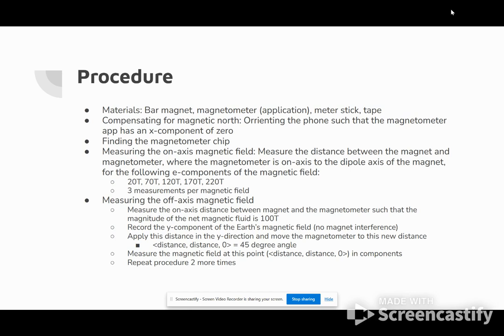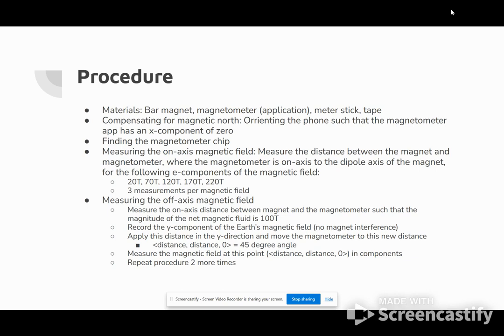Something we had to do is compensate for the magnetic north by orienting our phone properly. We had to find the magnetometer chip. And then for measuring the on-axis magnetic field, we measured the distance between the magnet and the magnetometer, where the magnetometer is on axis to the dipole axis of the magnet. And we did that for a few different measurements.